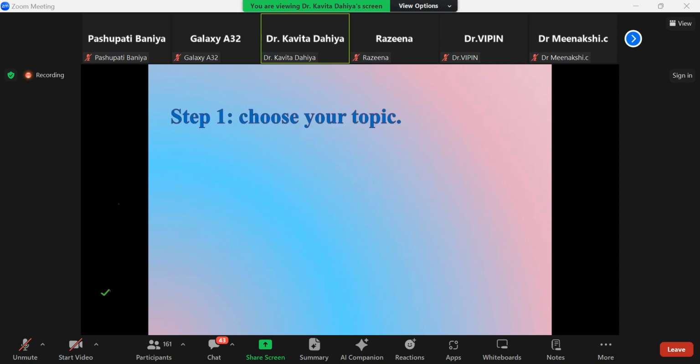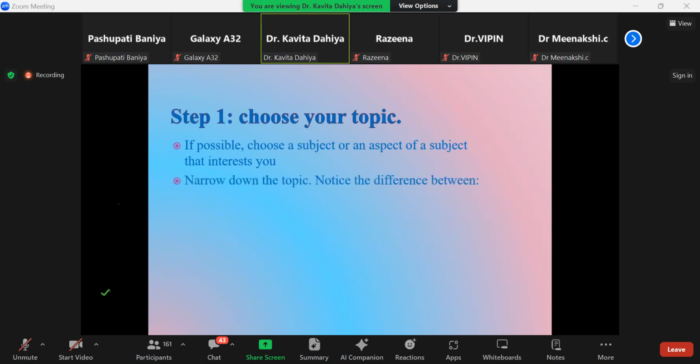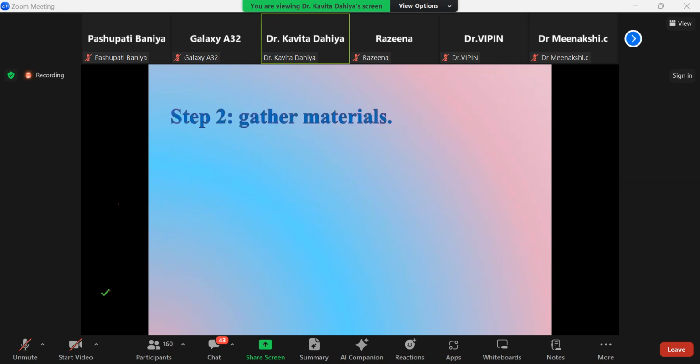So the first step is to choose your topic, and after that, if possible, choose the subject and the aspect of the subject that interests you. Narrow down the topic. Again, that is very important. For example, the effect of digital technology on education. Outline courses. Second is gather information. That is one part of, or represents, the literature review.